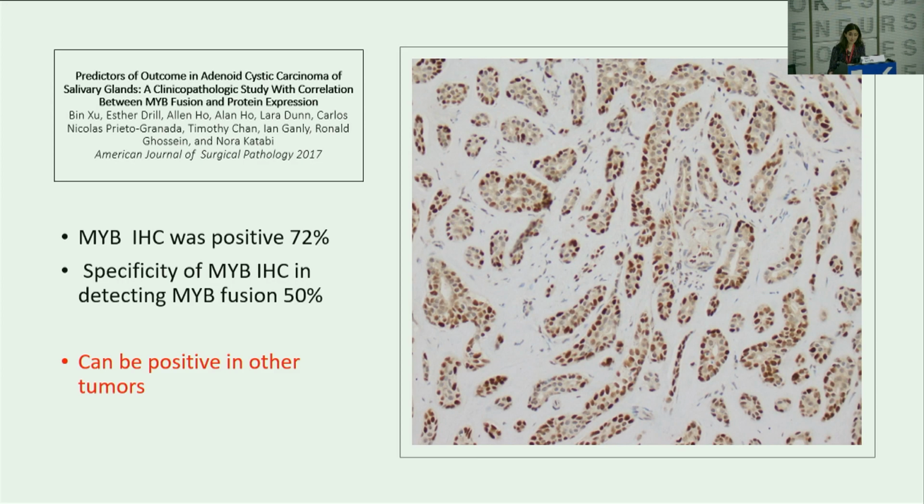There is an immunostain for MYB. It's a nuclear stain that stains the myoepithelial cells and is identified in more than 70% of adenoid cystic carcinoma. However, it doesn't seem to be specific in detecting the fusion gene, and it's also not that specific as a diagnostic marker, as we saw this stain positive in other salivary gland types. Recently, in situ hybridization for MYB has been described to have higher specificity and sensitivity compared to the immunostain. However, in our hands, we don't see this as specific enough to use it as a diagnostic marker.